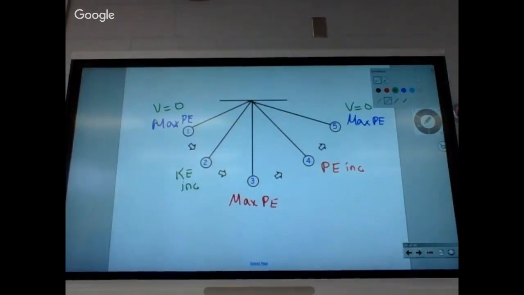If you look at a swing, what happens? Everybody's been on a swing before. You get to that point, you stop instantaneously, and then you swing back the other direction. You stop, you swing back, you stop, you swing back. Velocity equals 0 for a split second before you change directions. That's why velocity is equal to 0 at 1 and 5.